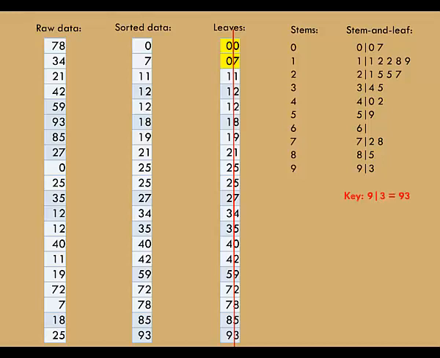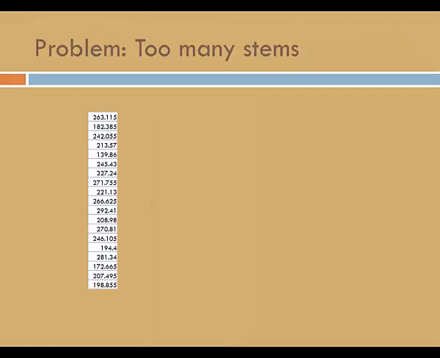The key tells me that a 9-3 is equivalent to 93. So that's how we construct a basic stem and leaf plot. However, from time to time, we may run into some issues. For example, what if we end up with too many stems?